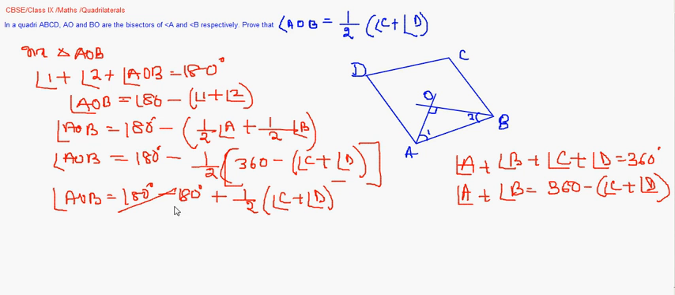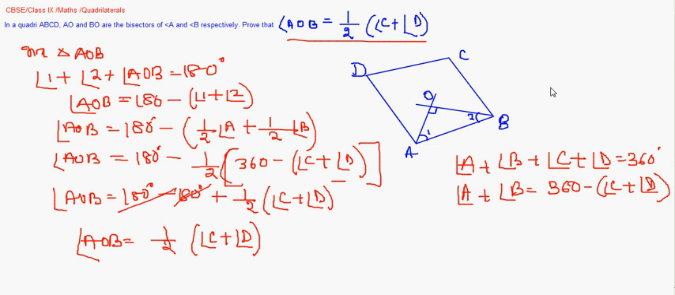This gets cancelled and what is left gives us the answer, that is angle AOB is half of angle C plus half of angle D. That's what we were supposed to prove. Hope you followed. Let's take up one more question based on angle sum property again.